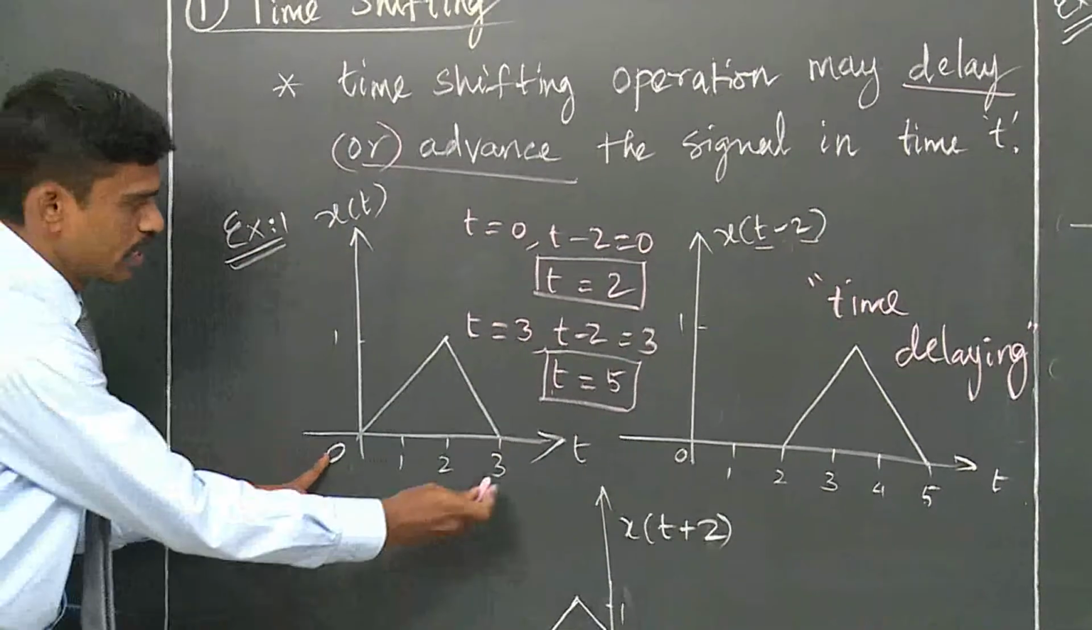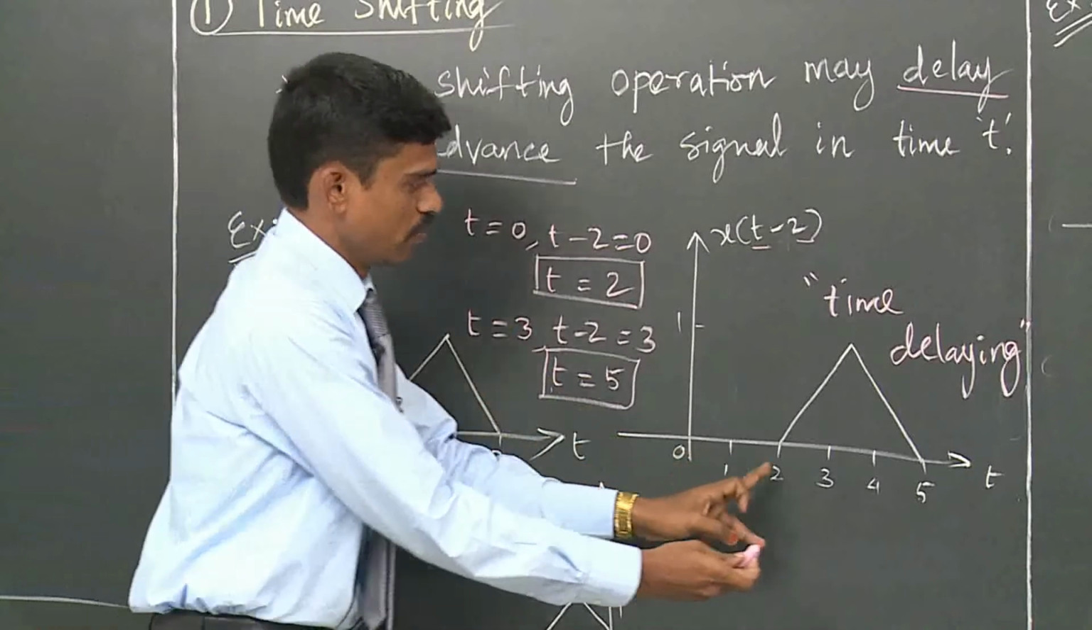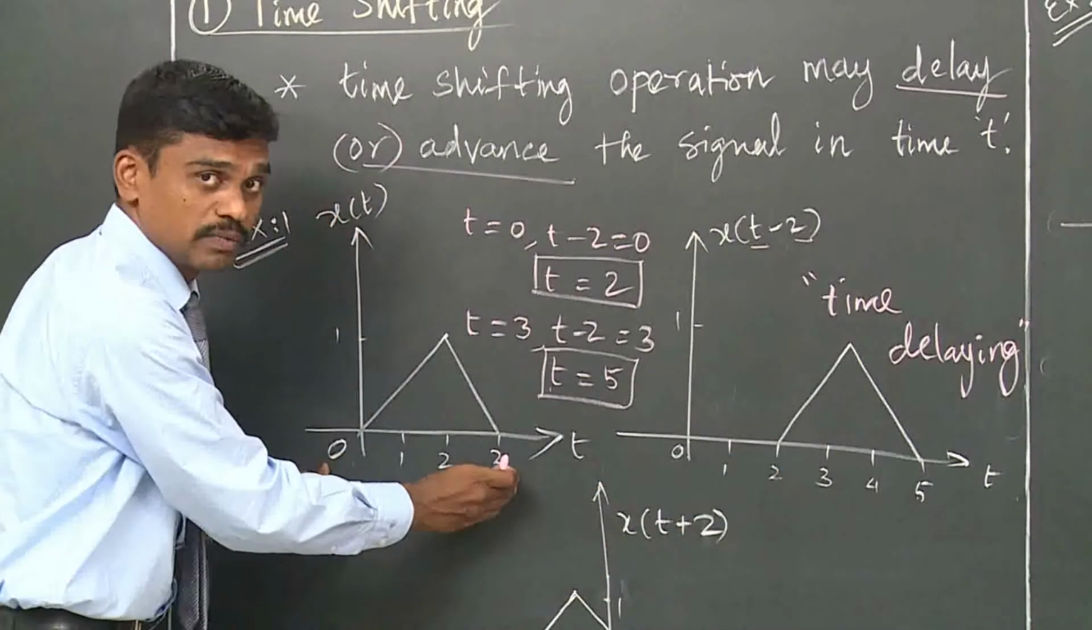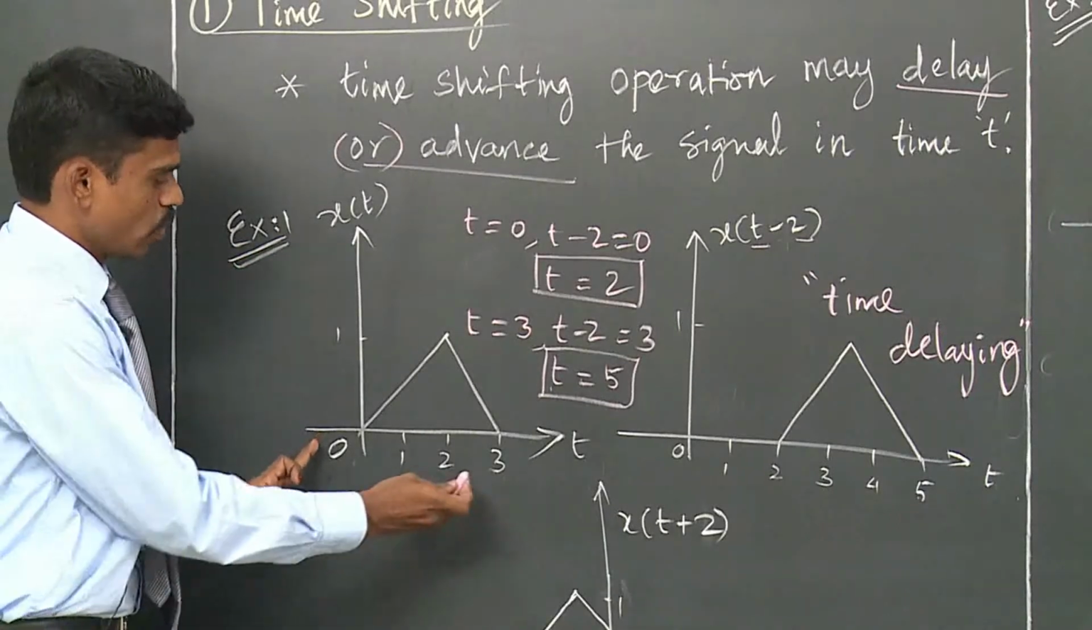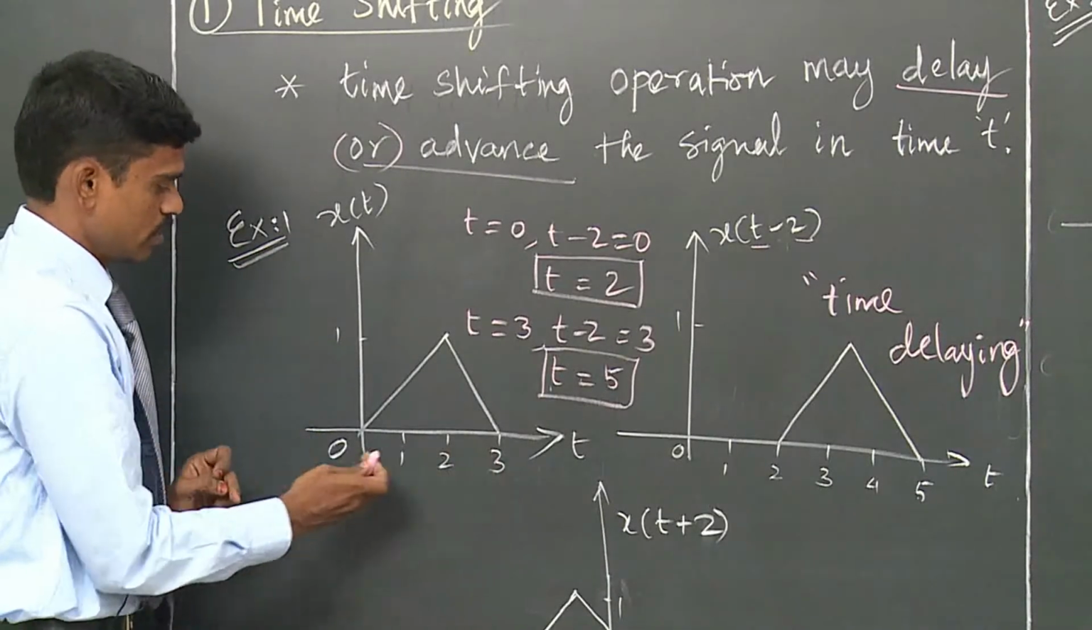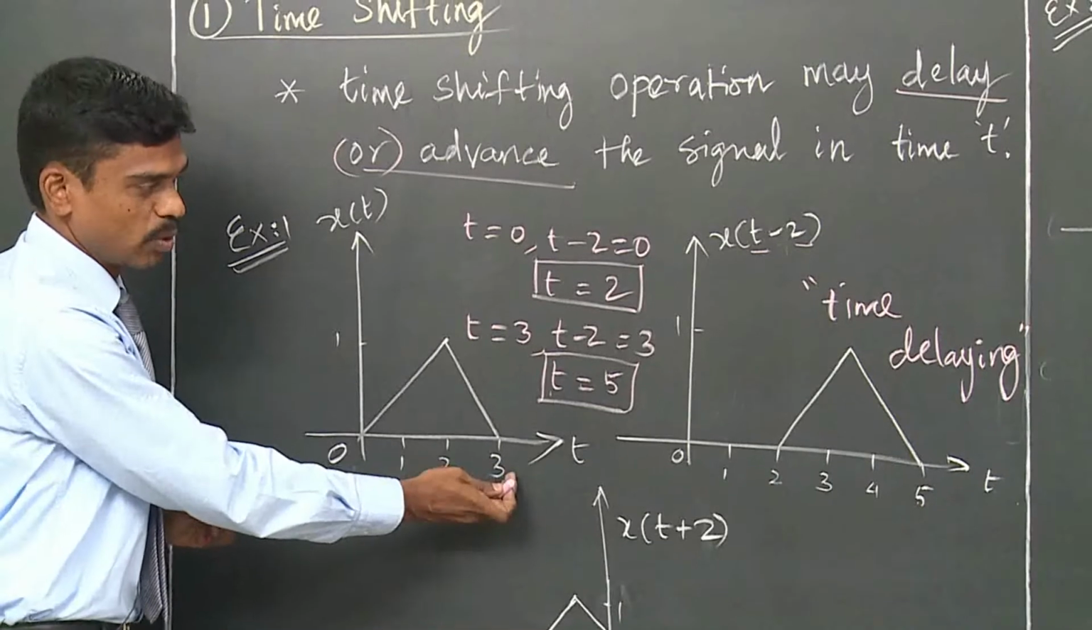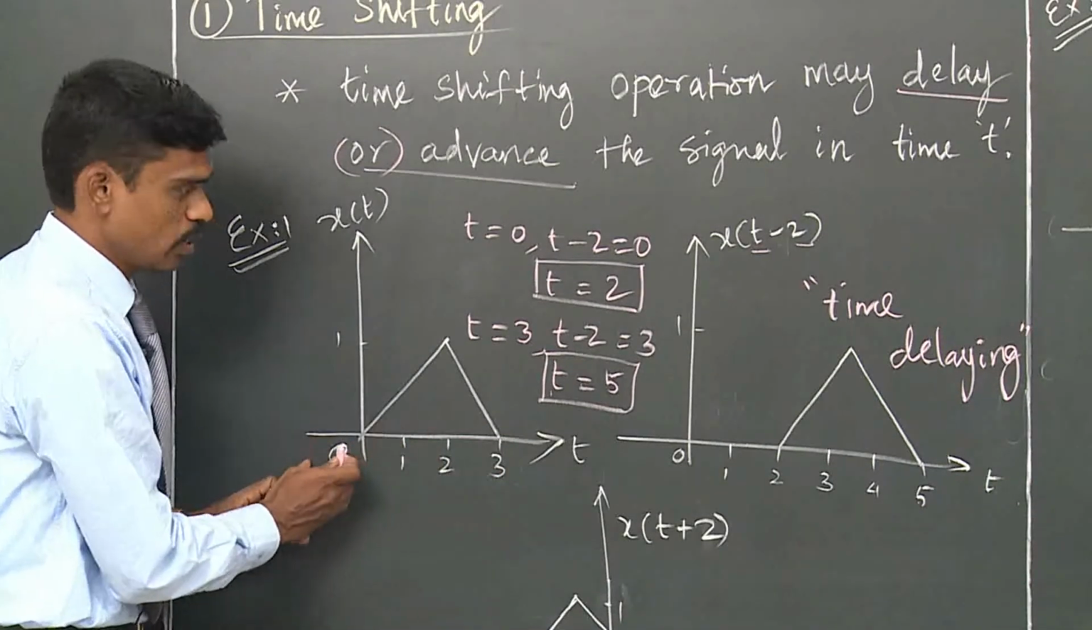So now 0 and 3 are shifted to 2 and 5. I am finding only the boundaries. This is the lower boundary of the signal and this is the upper boundary of the signal. So the lower boundary 0 is shifted to 2.